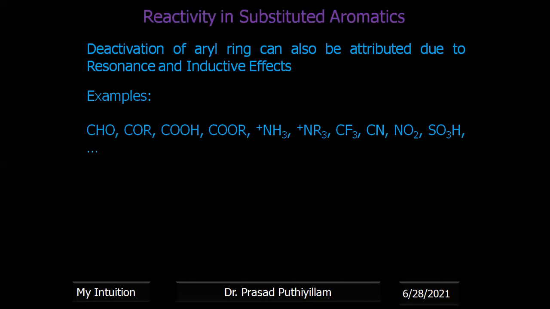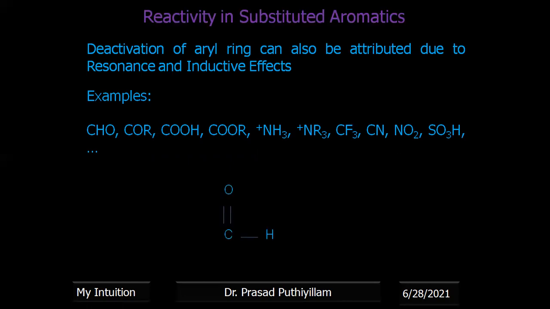Examples include the aldehyde functional group, COR functional group, carboxylic acid functional group, ester functional group, and NH3 plus, which is a quaternary amine group. If a positive charge is there, it will attract the electrons. Also NR3 plus, a trialkyl substituted nitrogen with a positive charge, CF3, that is fluorine, C triple bond N cyanide, nitro group, and SO3H, the sulfonic acid group. All of these deactivate the aryl ring or benzene ring.